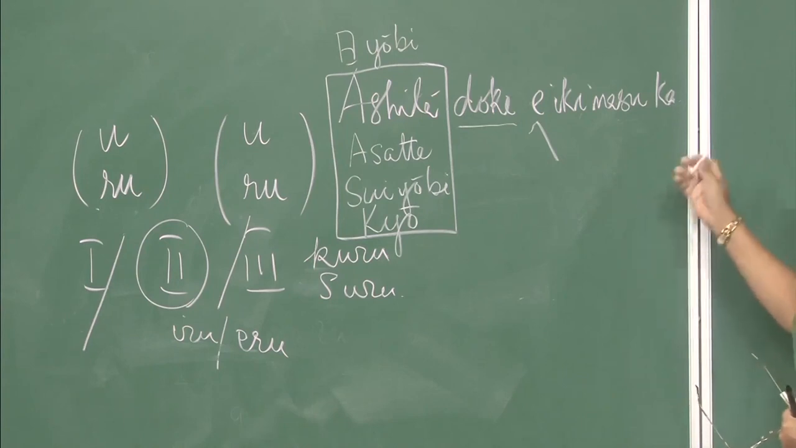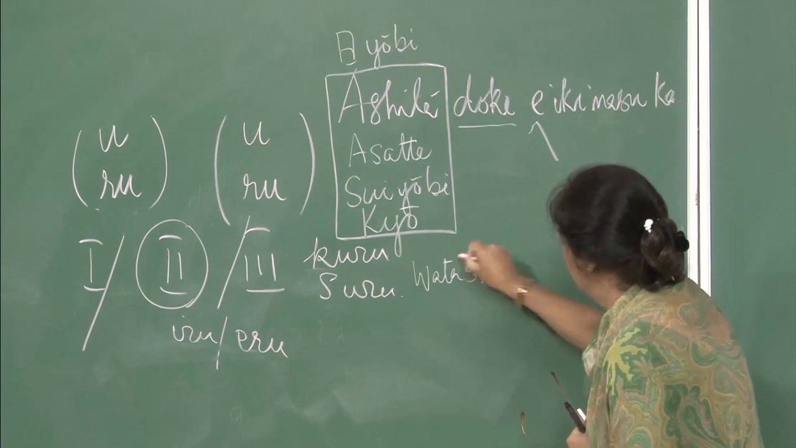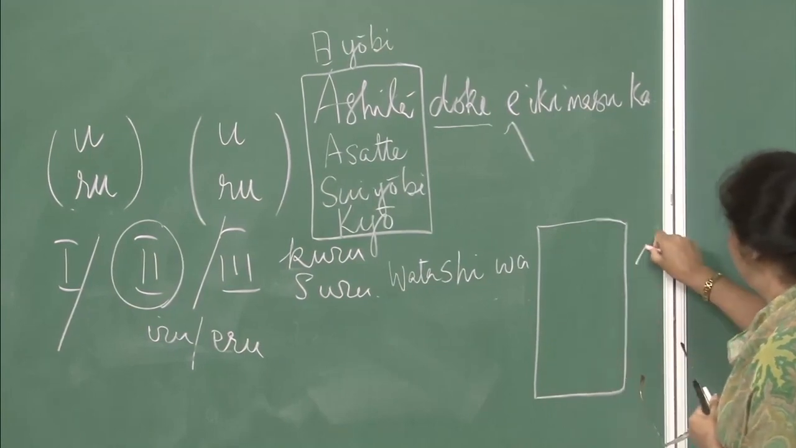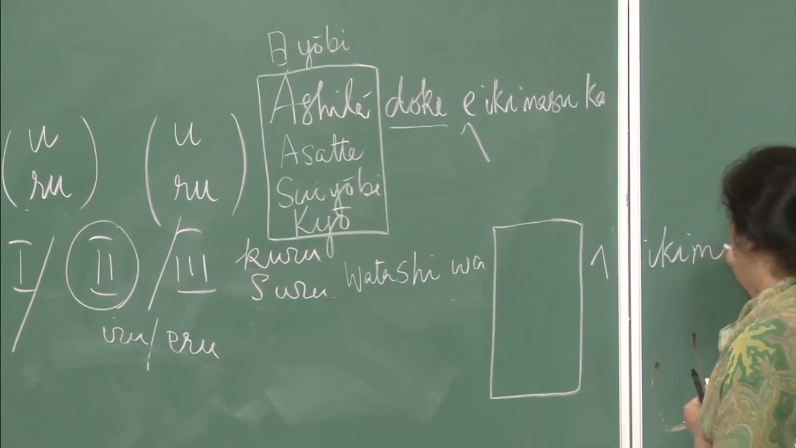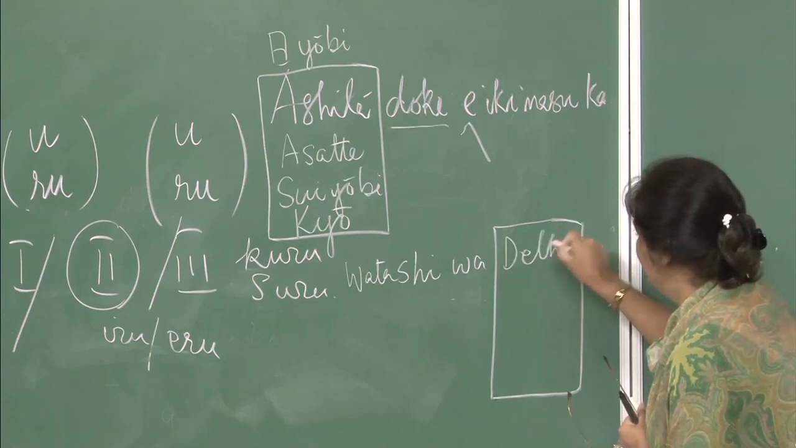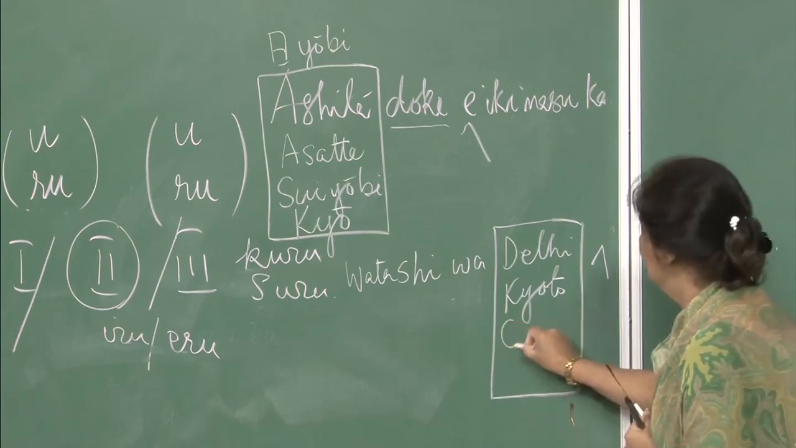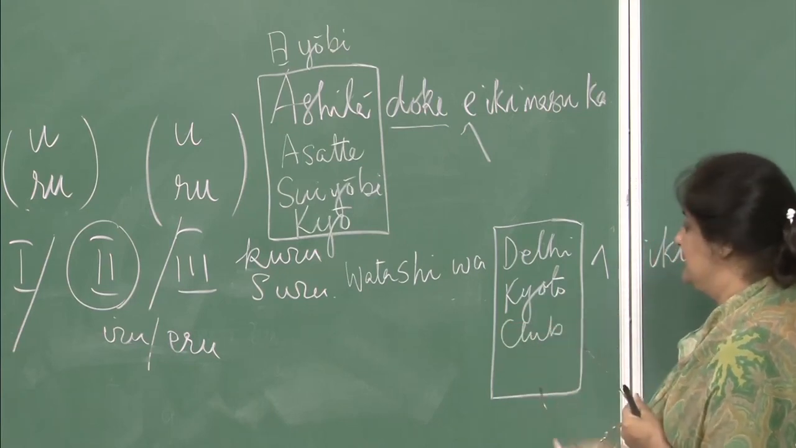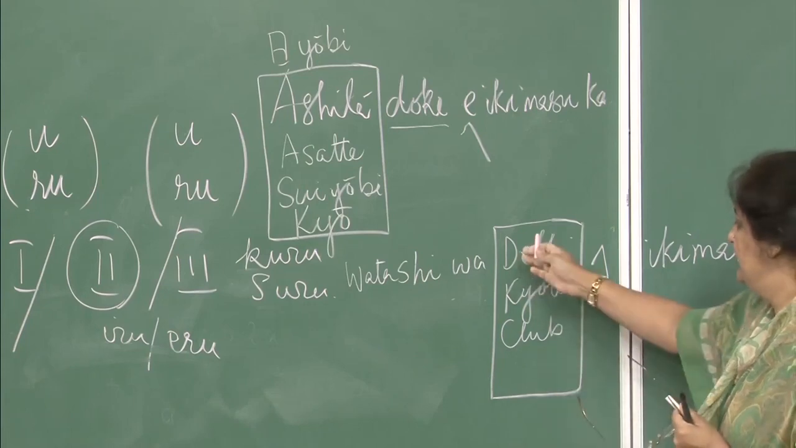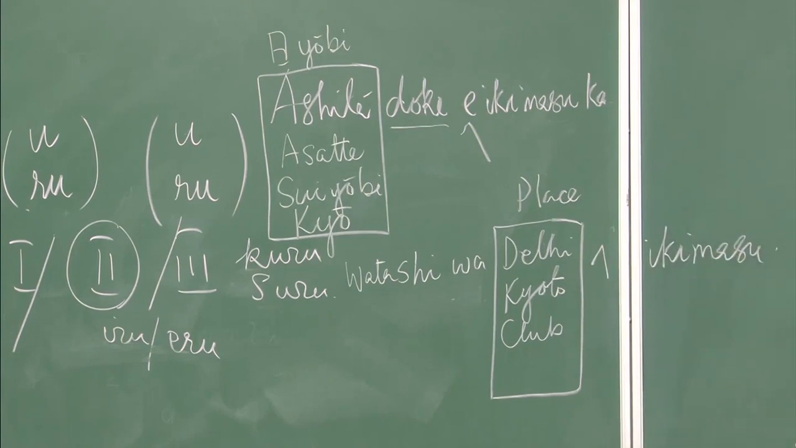And of course, you could answer with watashi wa, and the name of the place, e ikimasu. So, it is very simple. It could be Delhi, it could be Kyoto, it could be club or kurabu, as is used in Japanese, it could be shokudo, it could be class, anything. Place e ikimasu. That is what we are going to practice over here.